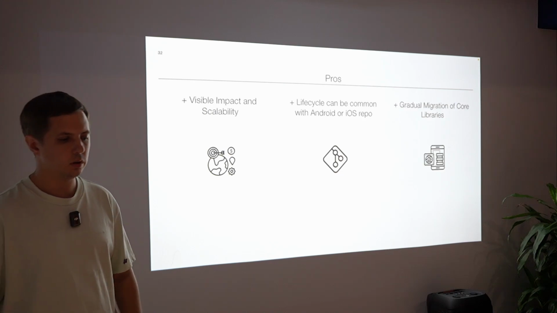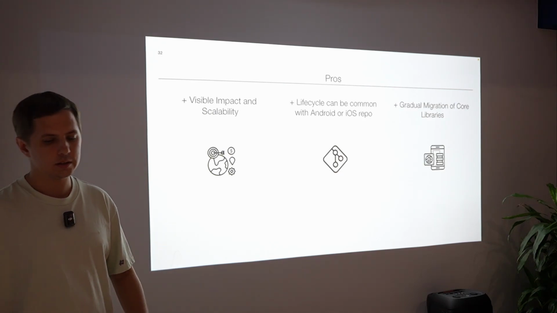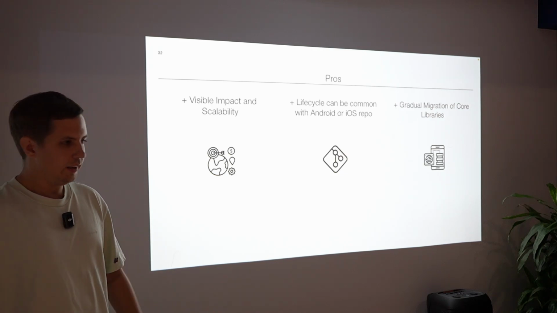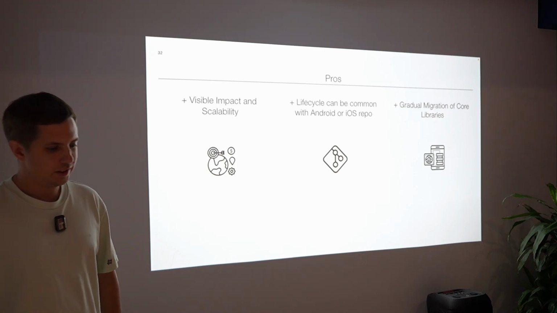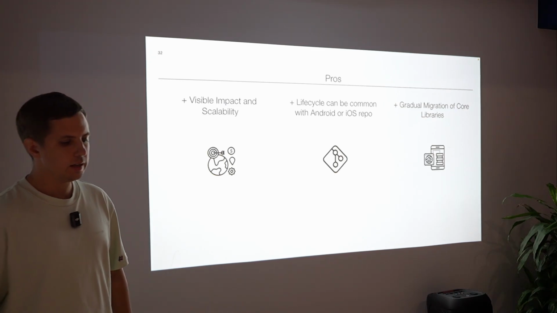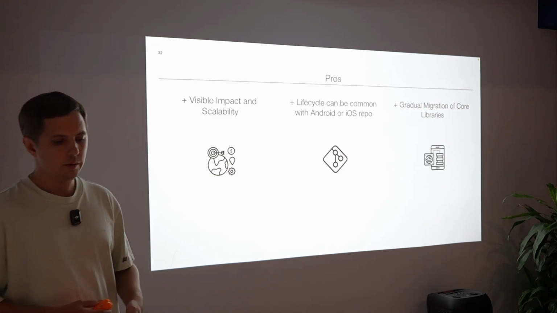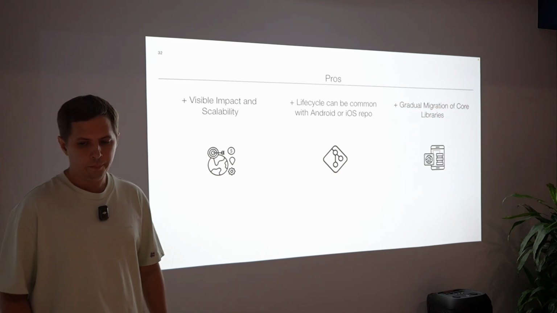So first of all, because you are doing a product feature, you have a visible impact and scalability. Visible impact because you are making something UI related, similar to what you usually do with your applications. And scalability because other developers can see what you made with your feature and make the same with their features, to reuse the libraries you migrated before.